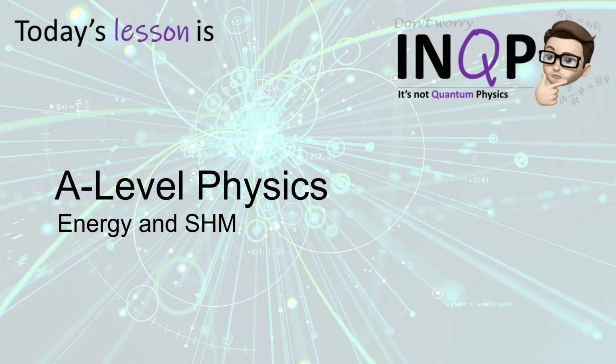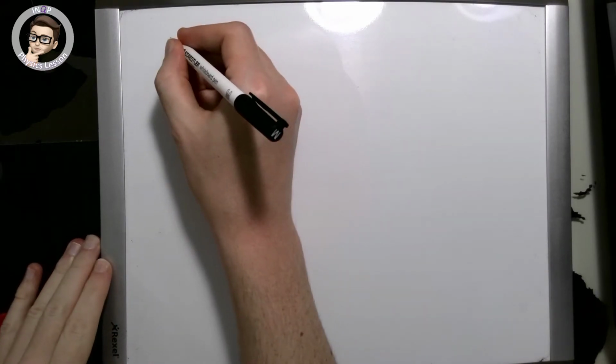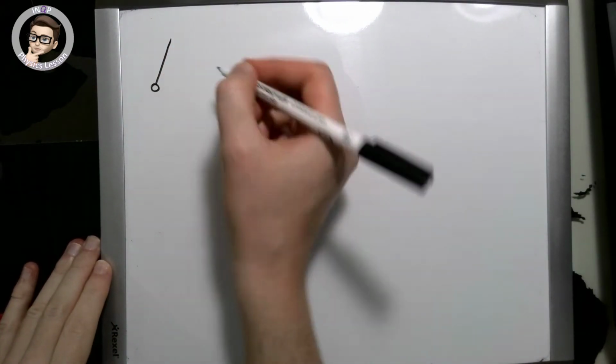So we're going to cover energy and SHM this morning, and we're going to have a look at how the energy changes when we've got a simple harmonic system, and we're going to define some equations to go with that. So let's start off with a really nice system for SHM, and that is going to be the good old pendulum.